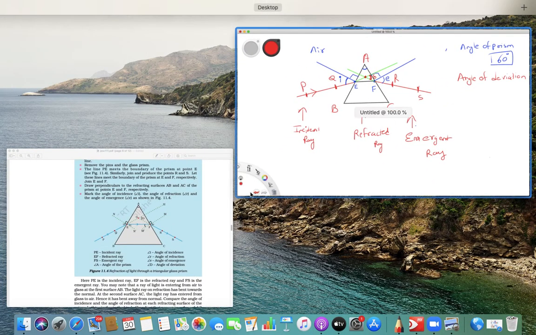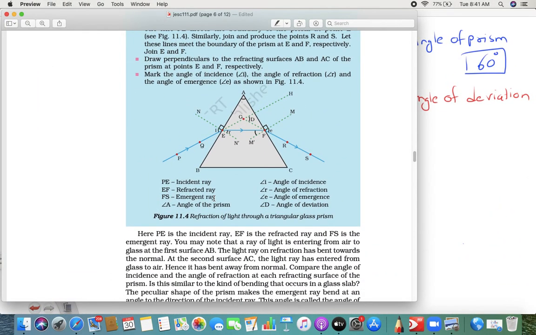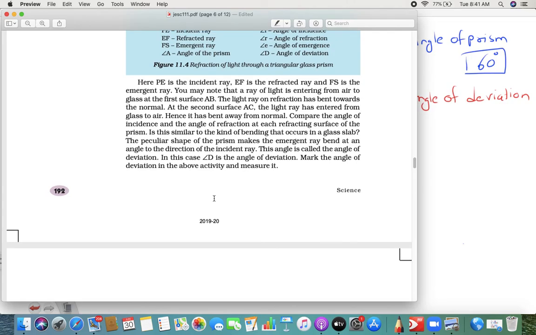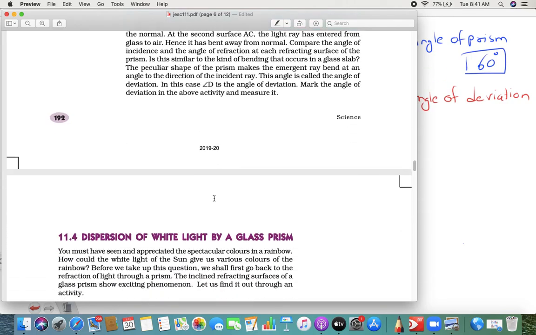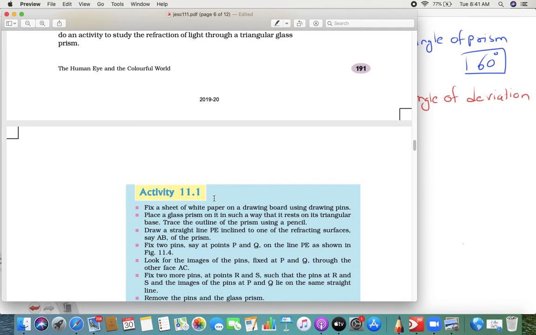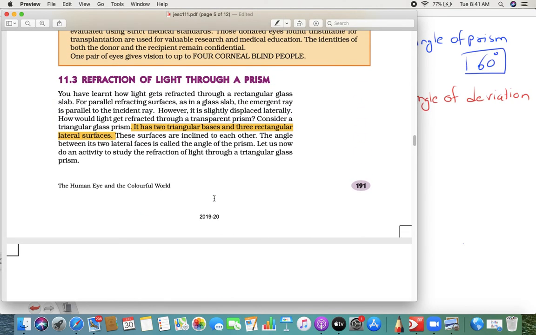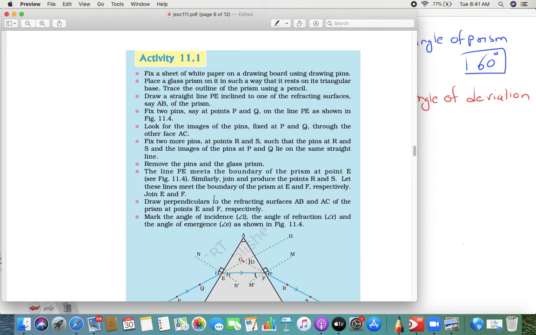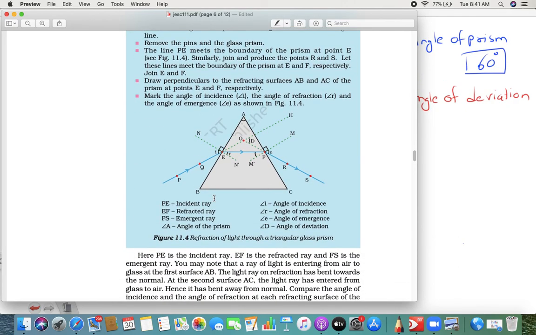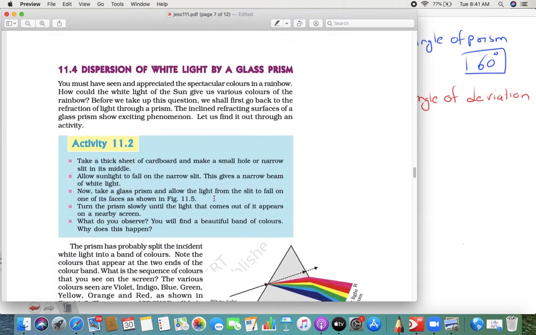Okay, let's see. So angle D, as I showed you, when you extend, you have to draw a dotted line. When you draw the dotted line, it meets at D. We call it the angle of deviation. E is the angle of emergence, R is the angle of refraction, I is the angle of incidence. That is all about it. This is an experiment they normally ask in exams: explain refraction of light through a prism. At that time you have to write Activity 11.1. Make sure you put in all your effort to understand what I'm trying to say.